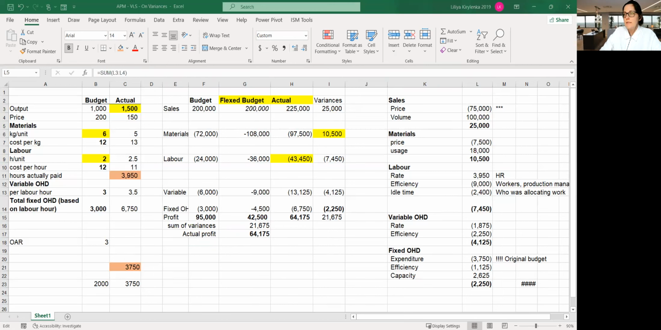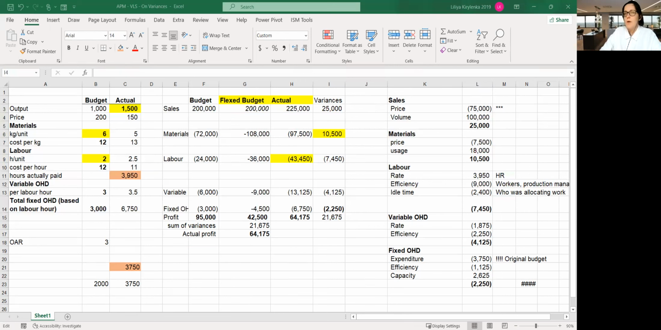Now, let us calculate what we can calculate. Oh, we can talk about sales variances, right? So in here, we have sales variance of 25,000. And that sales variance is the same as in here. Yep. But what else could we have calculated?